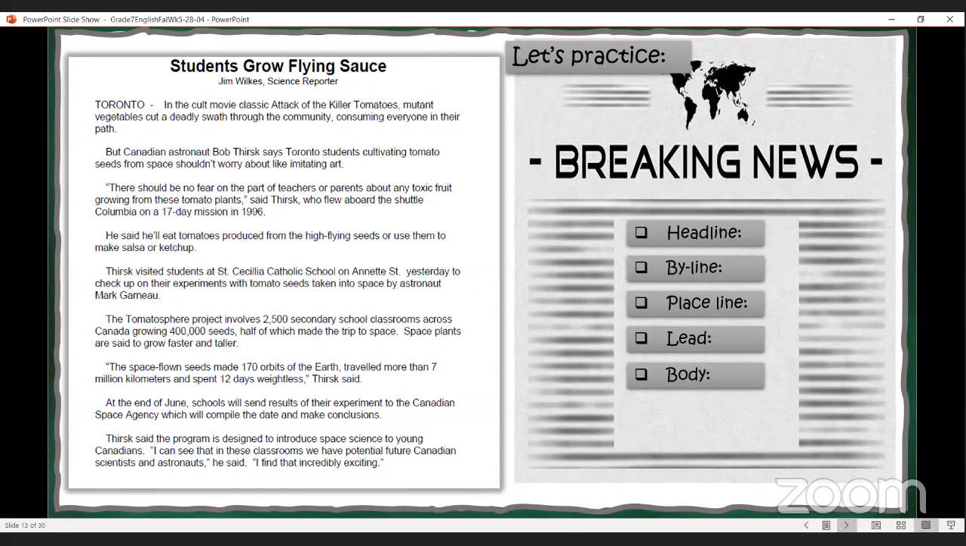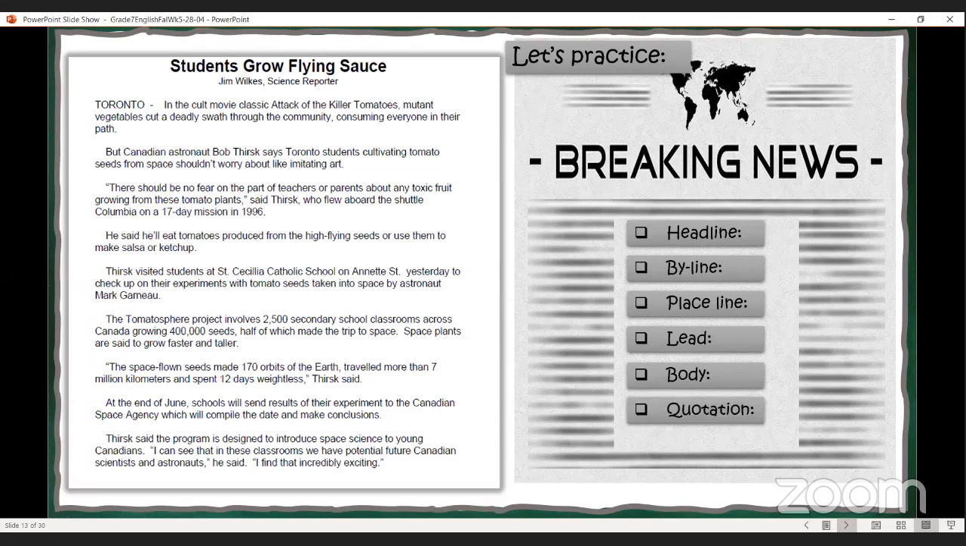Okay, body. Where is the body? Now just give me a quick indication. You don't need to write it all out. Someone said the middle. Very good. It is the easier way of saying it, actually. So basically, the rest of the article is your body.